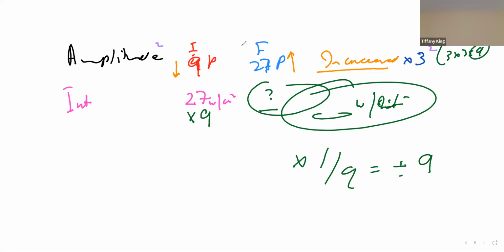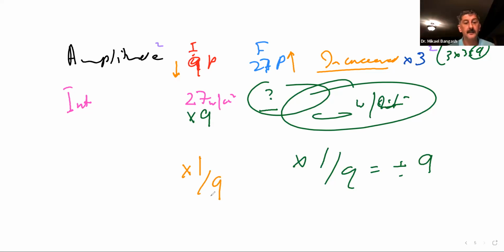So if we have a decrease, you can say, okay, if it had been decreased by 9, then you multiply by 1/9. The 1/9 is okay. Once you go into a fraction, it automatically becomes negative.